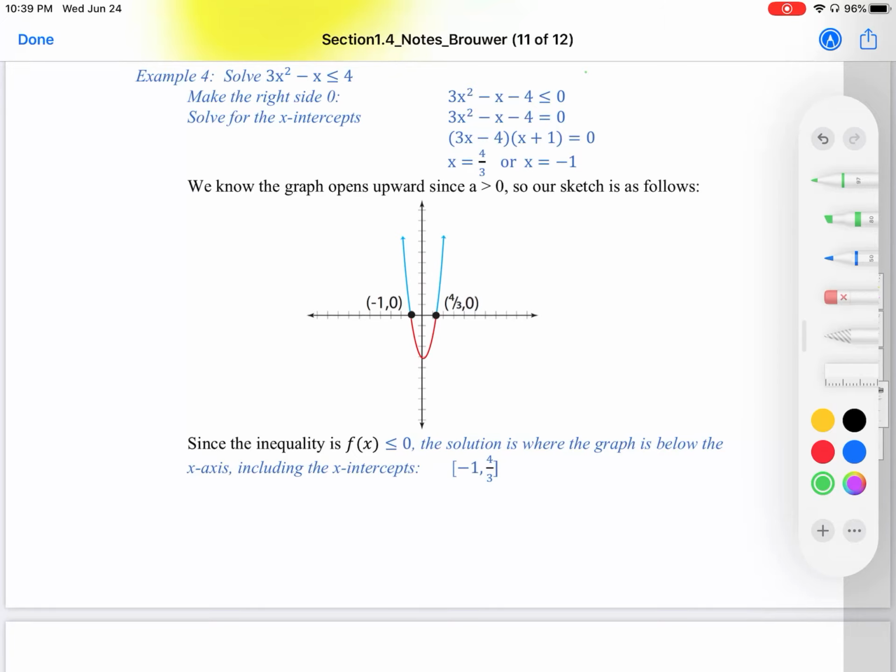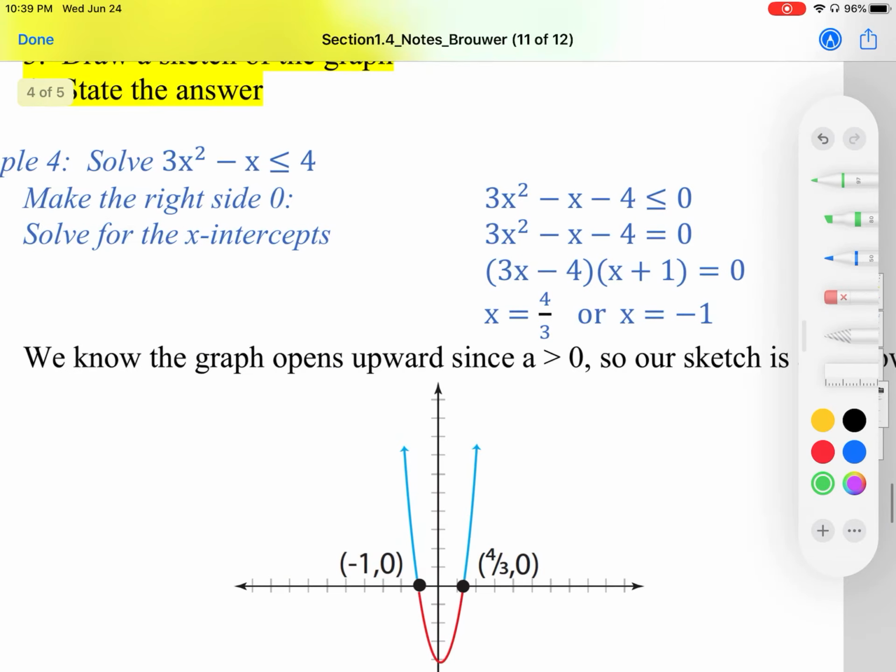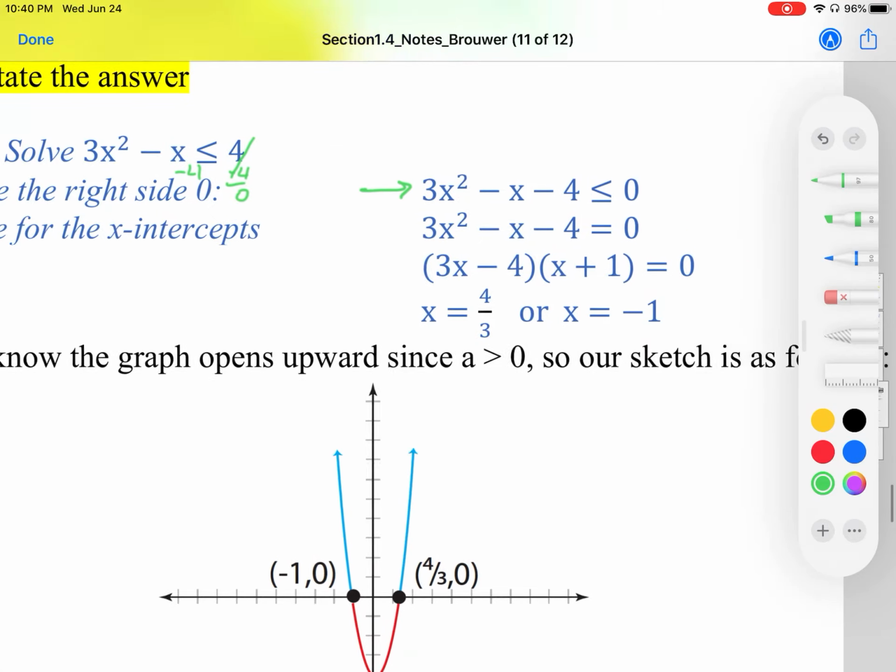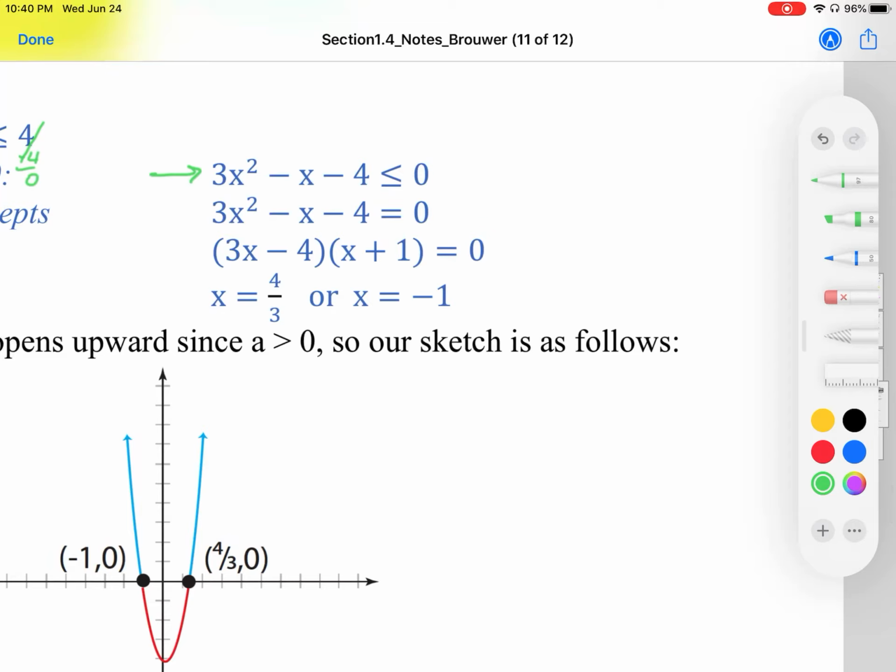Okay, let's solve. To do so, I start off by making it equal to 0. So let's move the 4. Minus 4, minus 4. Now it's 0. So let's go from here. We have 3x squared minus x minus 4. All right, let's try to factor. I'll show the work for factoring here.